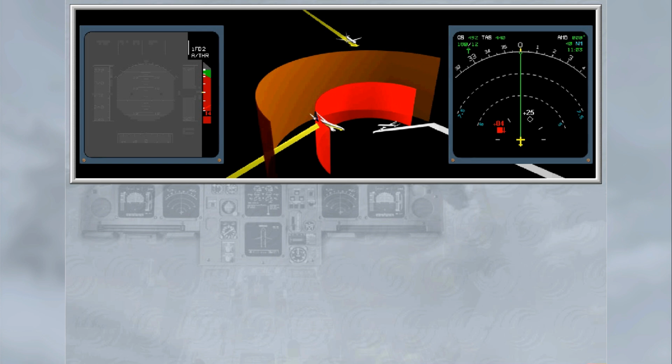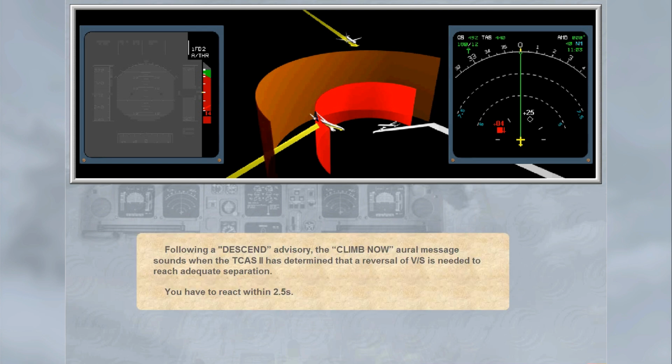Following a descend advisory, the climb now RA message sounds when the TCAS 2 has determined that a reversal of vertical speed is needed to reach adequate separation. You have to react within 2.5 seconds.